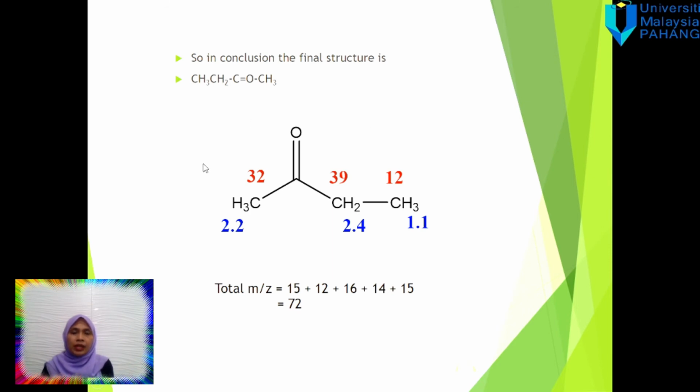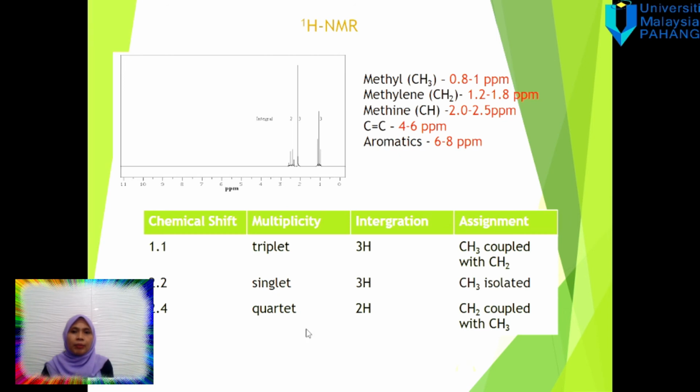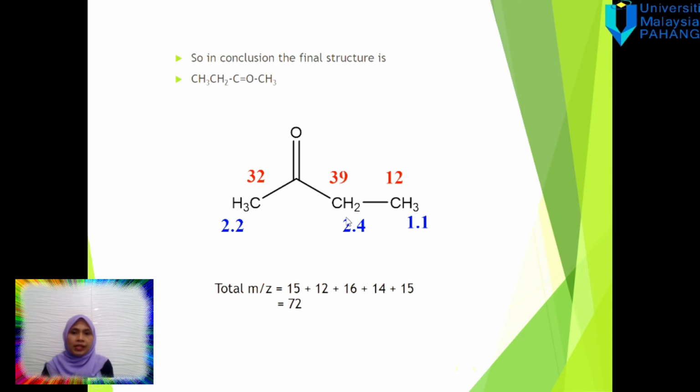So, based on this, we will combine the data from the proton and carbon-13 NMR to get a complete structure. As we can see, from the previous slide, 1.1 is CH3 coupled with CH2, which means beside CH3 is CH2. See, beside CH3 is CH2, correct? Follow the table.